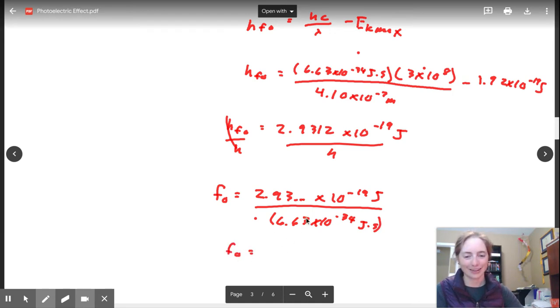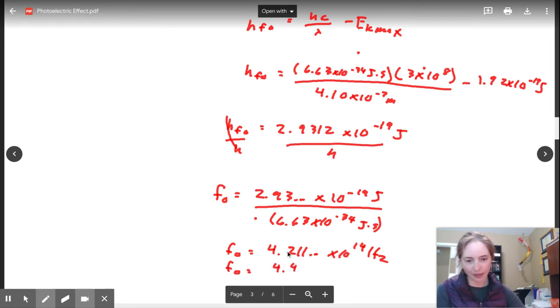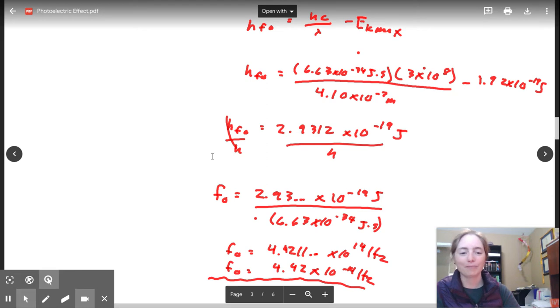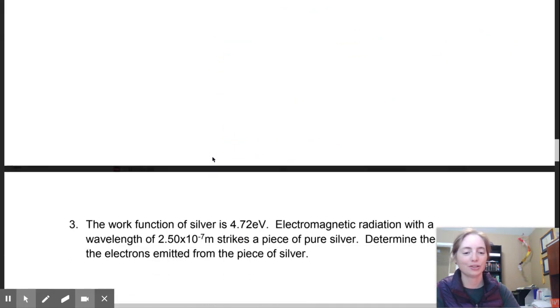So we wind up with 4.211 times 10 to the 14 hertz. And with our sig digs, 4.2 times 10 to the 14 hertz. I dropped a 4, goodness. There we go. Cool beans. All right, so we're going to go on to the next question here.